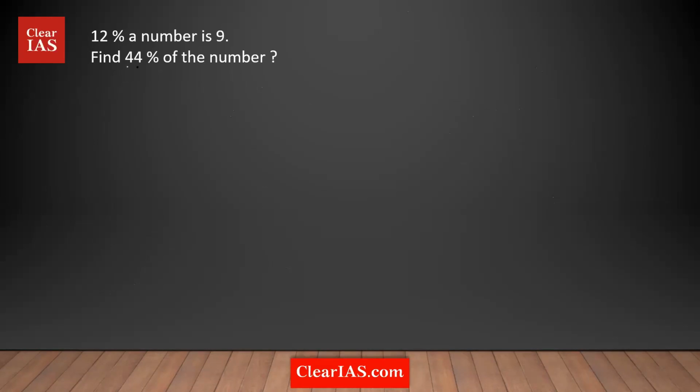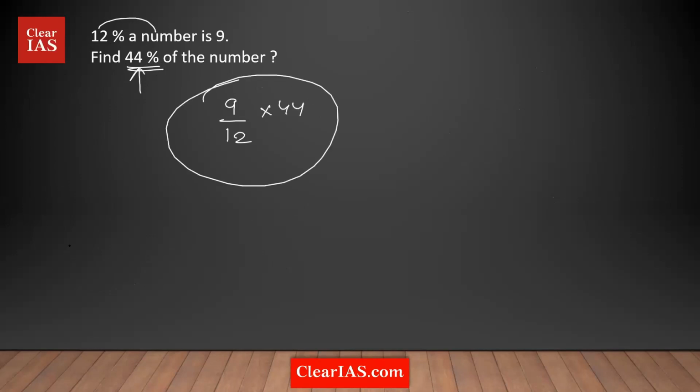So very simple, you are asked to find 44% of the number, right? So what is 1% of the number? 12% is 9, so can you tell me what is 1%? 9 by 12. Priya, this part, is it clear for you? 1% of a number? Yes, sir. So you are asked to find 44%. 1% is this, so it will be this into 44, that's it. This will give you the answer. You don't need to find x, just one step is enough to get the answer here. All of you got it clear, right? Explanation is clear for you all.